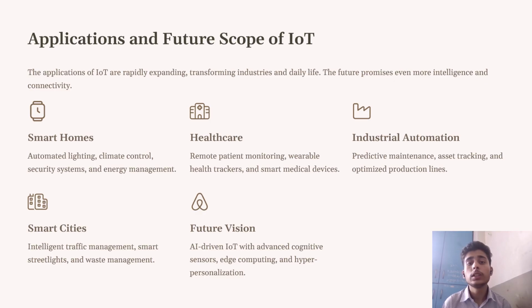So from this we can conclude that the future has a huge scope for IoT, and we will see a robust growth in IoT in future.